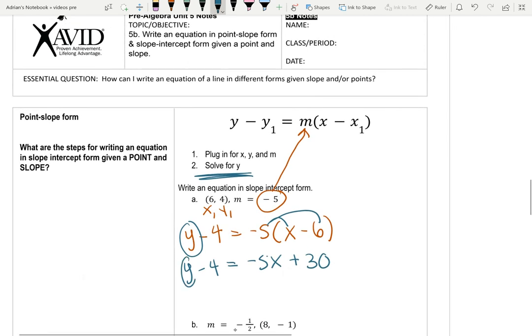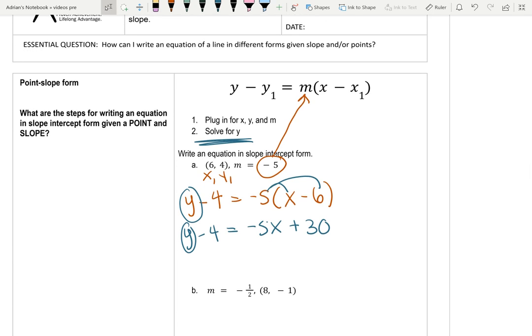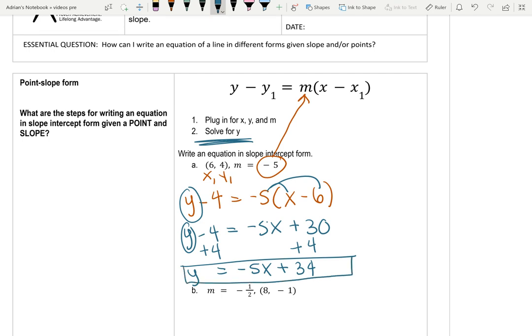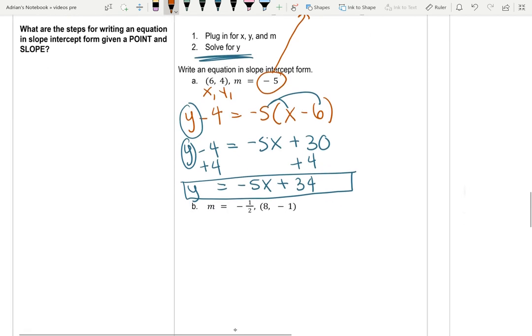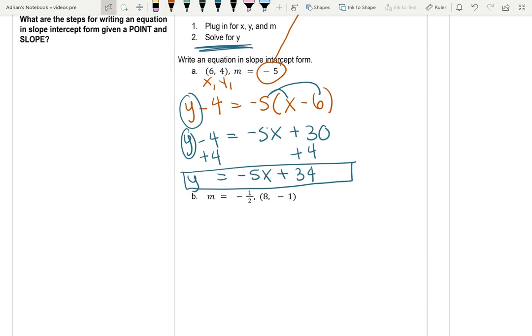Now again, to get this y alone, remember we're doing opposite operations, so I'm going to add the 4 over. And I get y equals negative 5x plus 34. And now, this is my answer. So we're just adding one more step on here. We're going from point slope form to slope intercept. So let's try that again. Again, the more you practice, the better you will become at doing this.